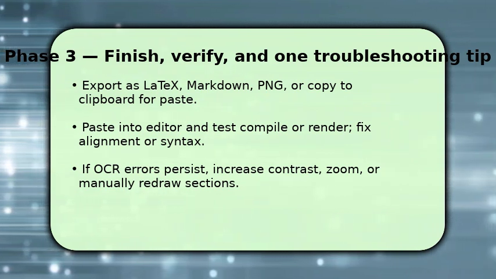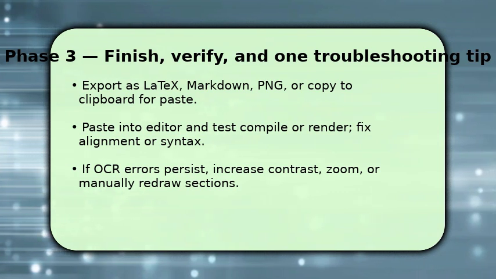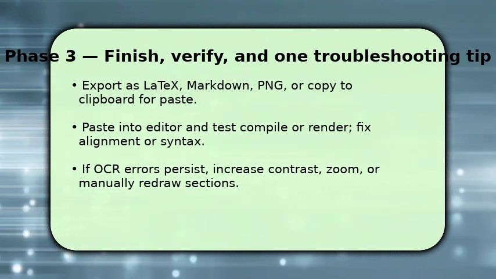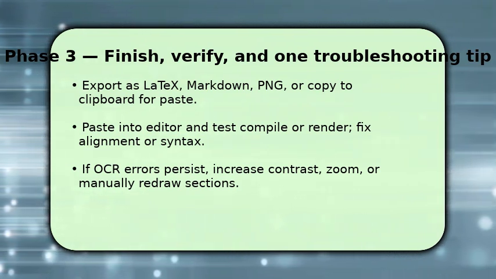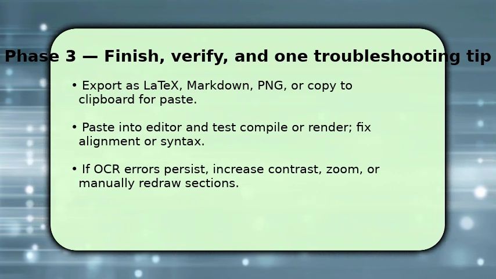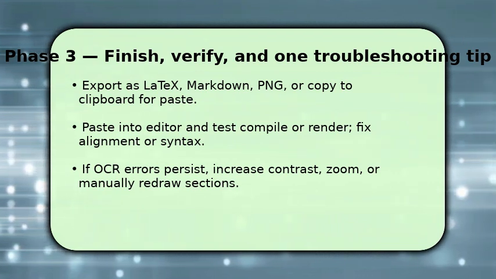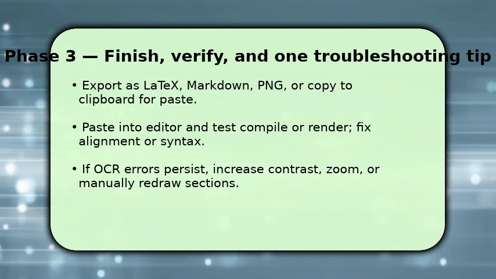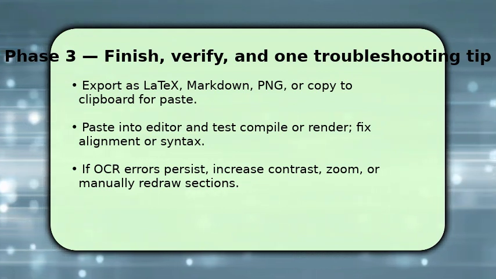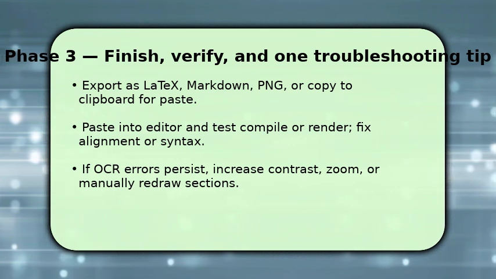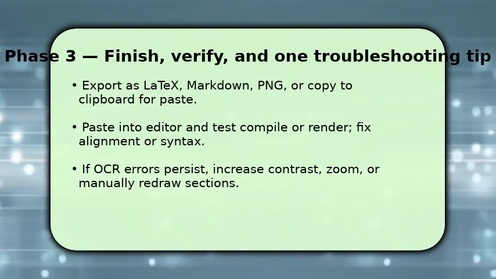If an equation looks wrong, return to the snip editor and adjust segmentation or symbols, then re-export. If Mathpix repeatedly misreads input, improve source contrast, zoom in, or crop tighter. Alternatively, redraw complicated handwritten parts. These steps complete the workflow and keep results reliable for reuse.